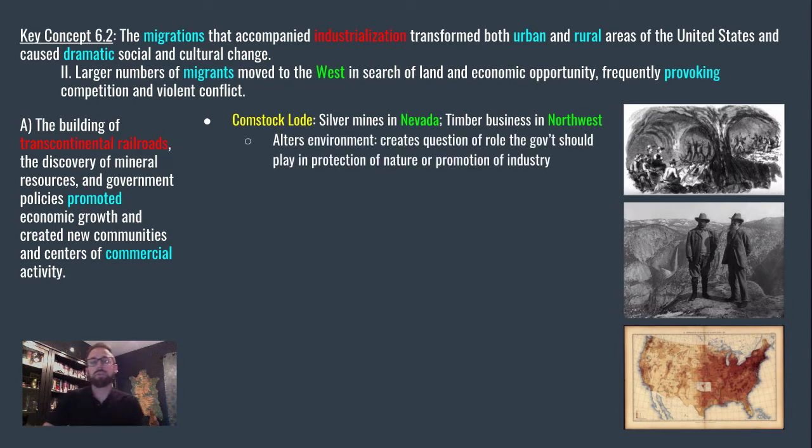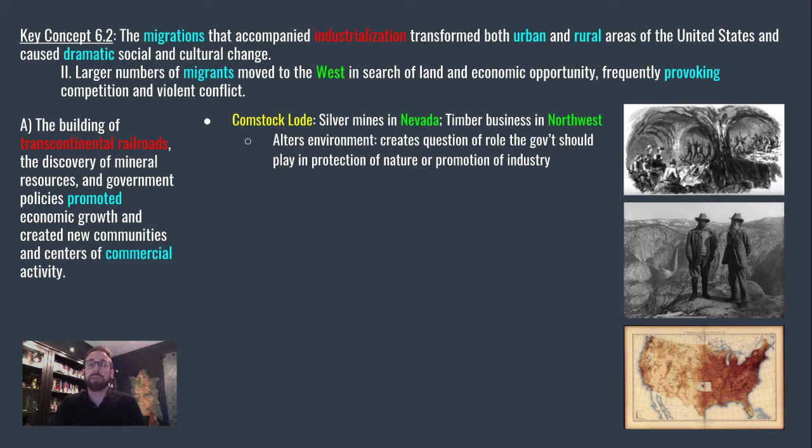But what you need to realize is these resource discoveries on their own aren't as important as the question that they bring up. And the question that they bring up is, what should the government do about it? Should the government play a role in protecting nature, or should government promote industry by allowing private industries to buy up this land and use the resources as they see fit?